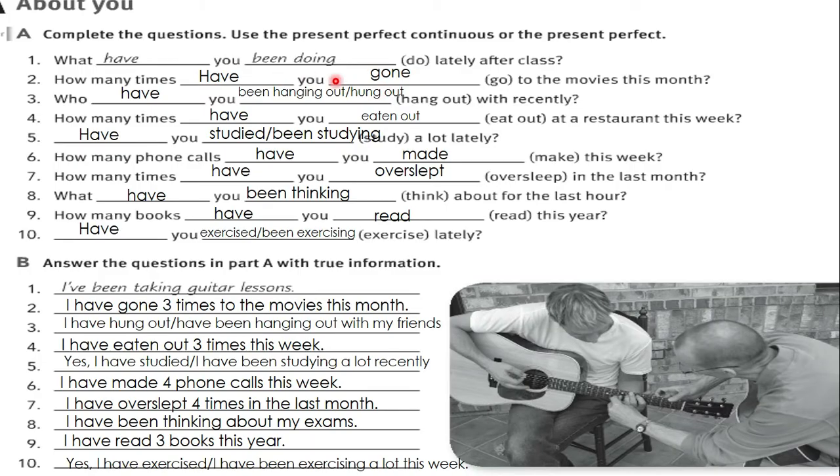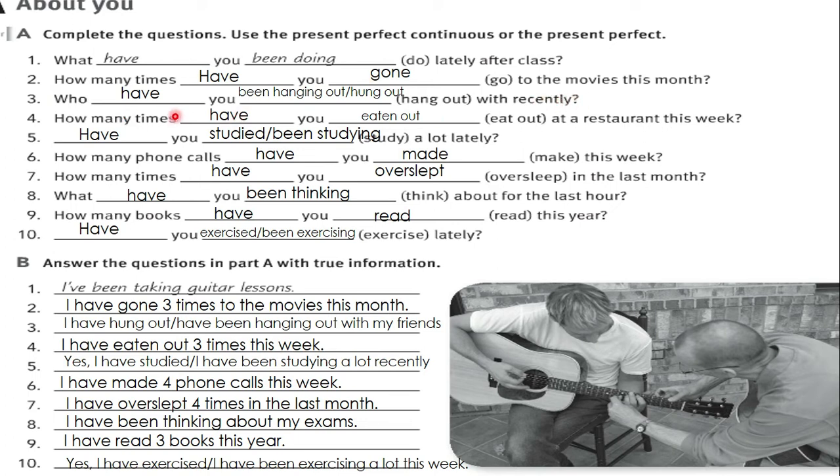¿Por qué present perfect? Porque dice how many times. Nosotros cuando preguntamos por how many, quiere decir cuántas veces. Cuando preguntamos por cantidad es present perfect. Number 3, who have you been hanging out with recently or who have you hung out with recently? Here we can use both. Aquí podemos usar los dos. ¿Por qué? Porque dice recently and recently we can use with both.